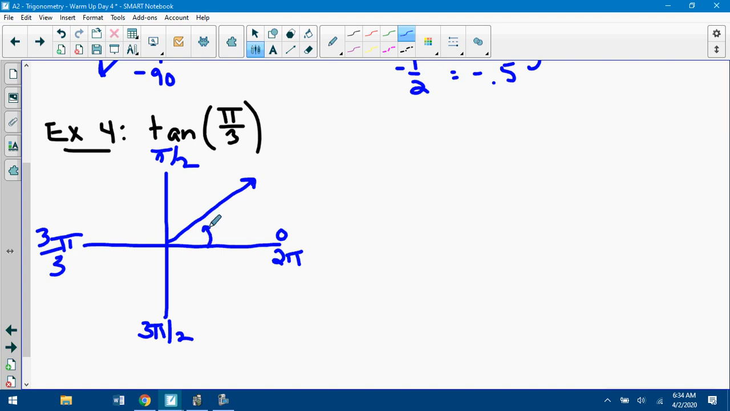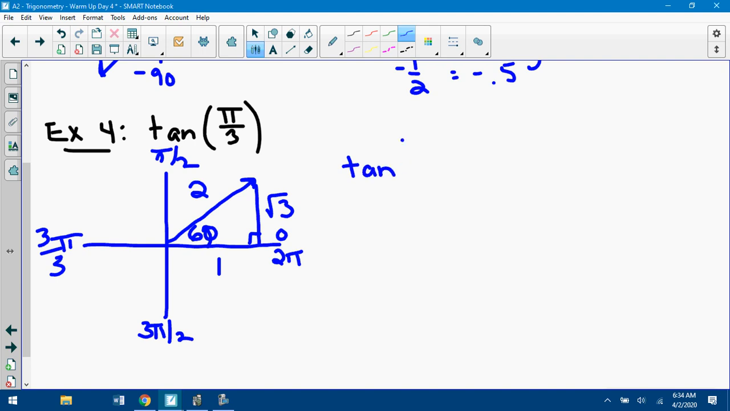That's your angle. Draw your triangle in. What's your reference angle? You're over 3, so that's always 60. So next to 60 is 1. Hypotenuse is 2. This side's radical 3. Anything negative? Nope, because we're all in the first quadrant, right and up.